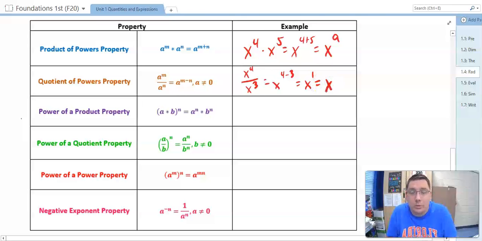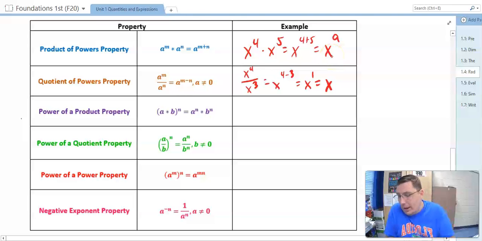Now, what we put in here can be a number, can be a variable, can be any sort of thing. It doesn't have to be just a single variable here. It can be like 5. I could do 5 to the 4th times 5 to the 5th and have to add those exponents. We won't add the base, though. Understand that the base does not change when we do these powers. The base stays the same.